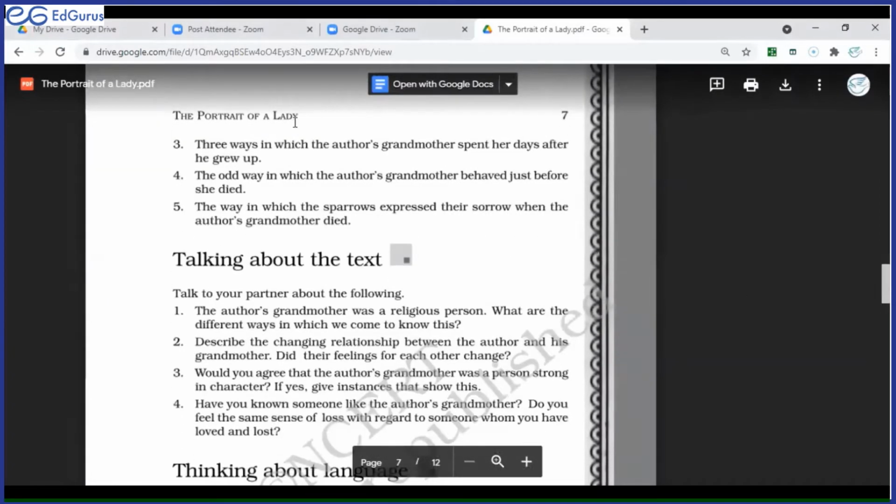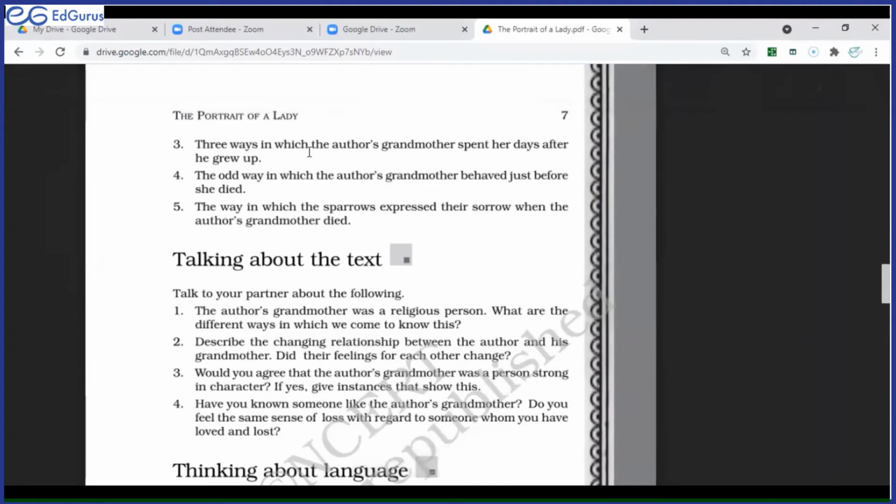Okay. Now the next is, mention 3 ways in which the author's grandmother spent her days after he grew up. Now after the author grew up, they had shifted to the city because the parents had settled in the city, so they had called them there. Now in the city, grandmother had very little communication with her grandson. So how to spend the time?